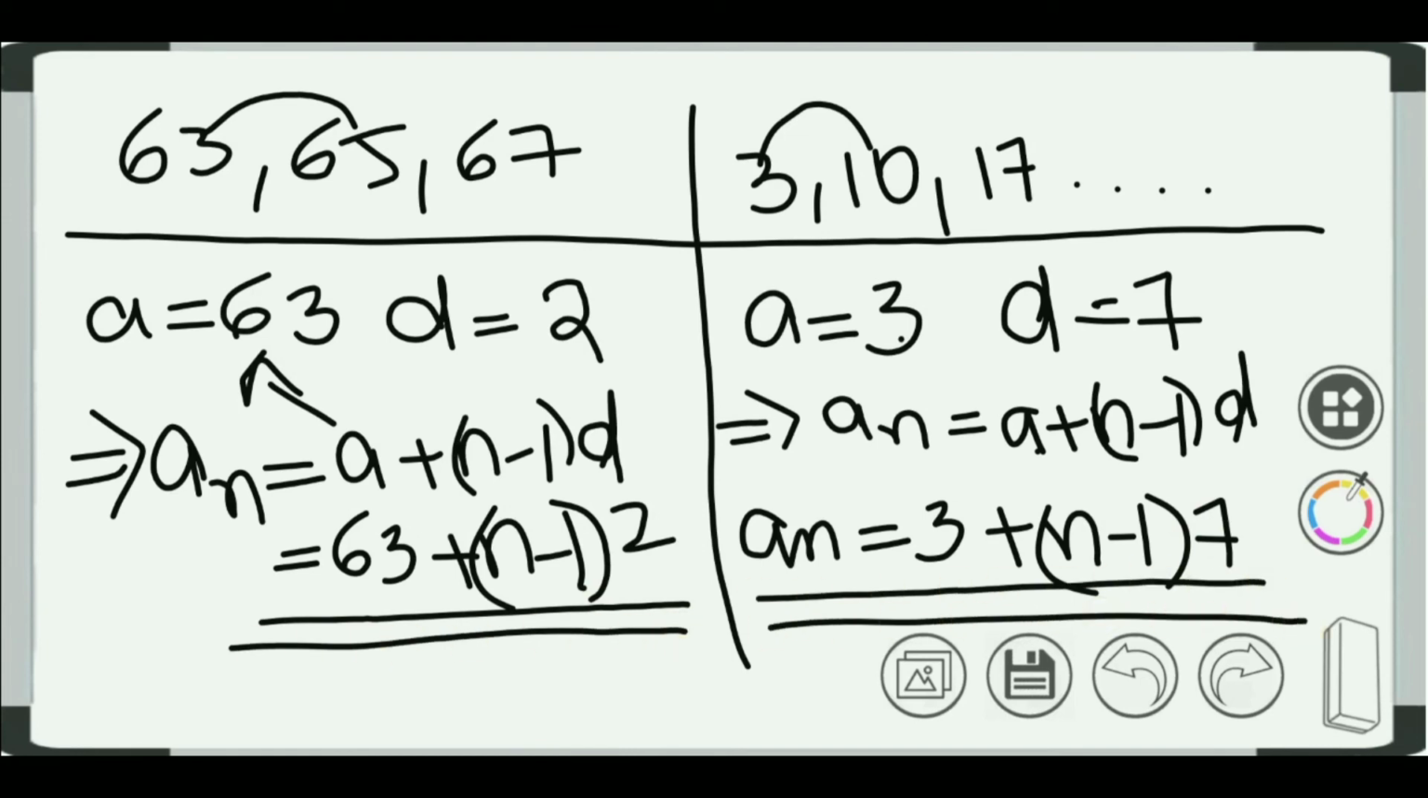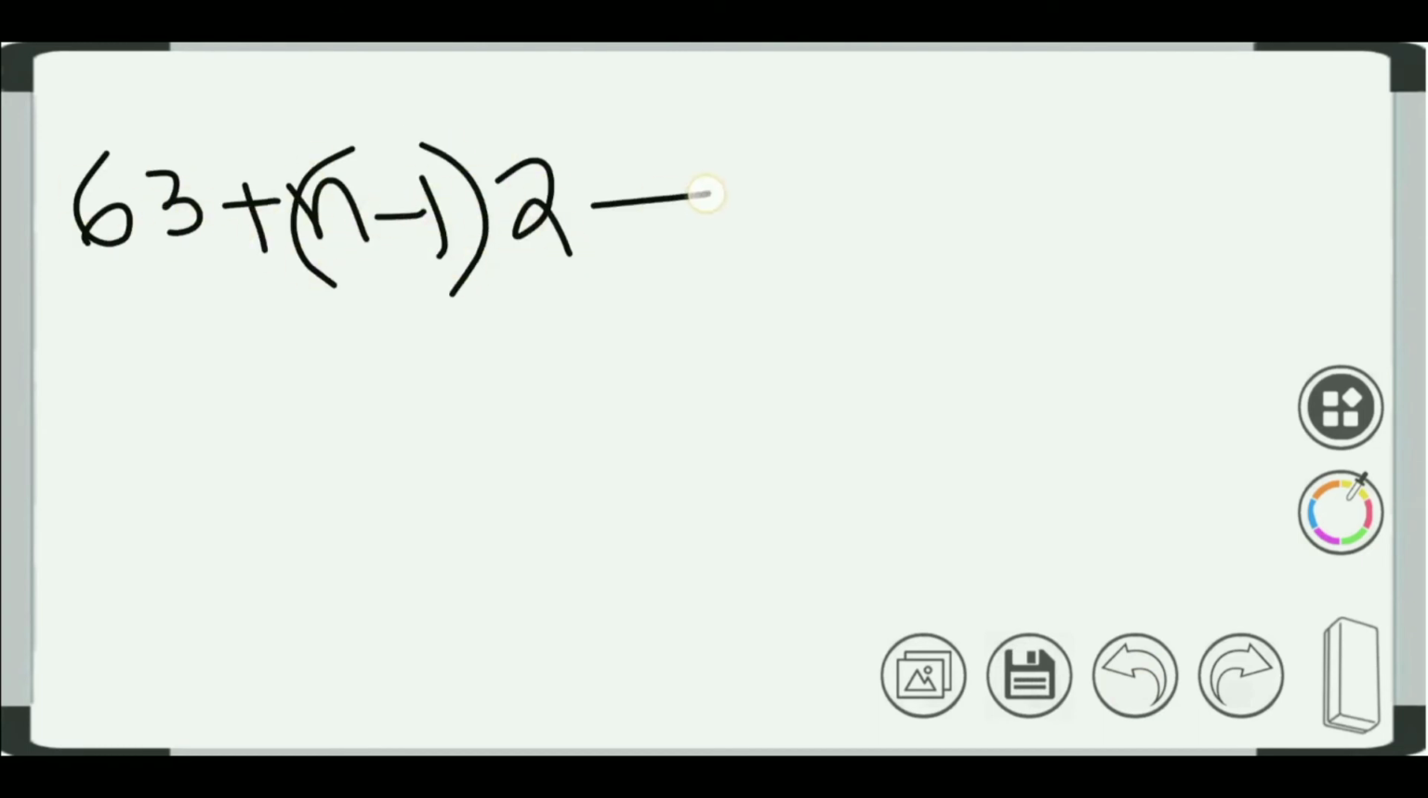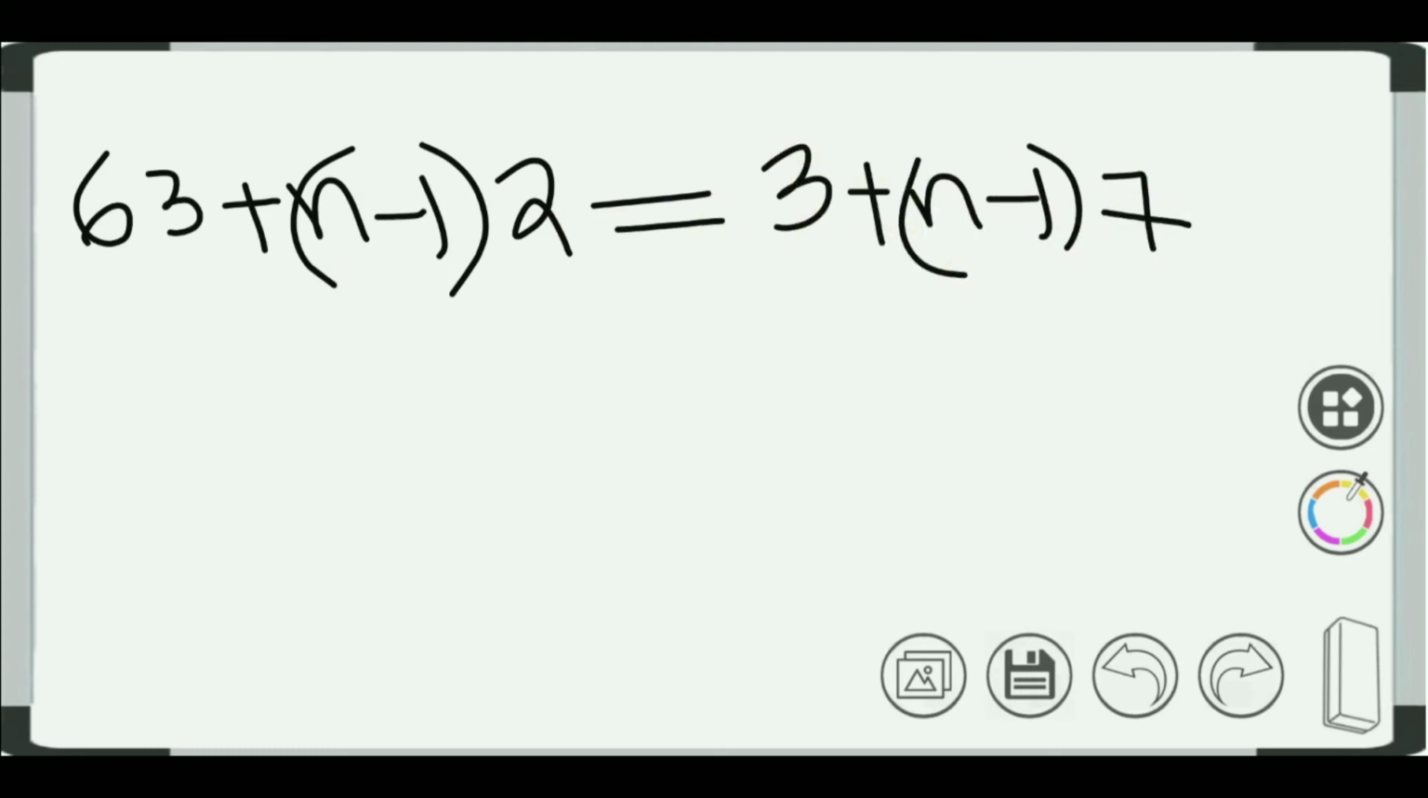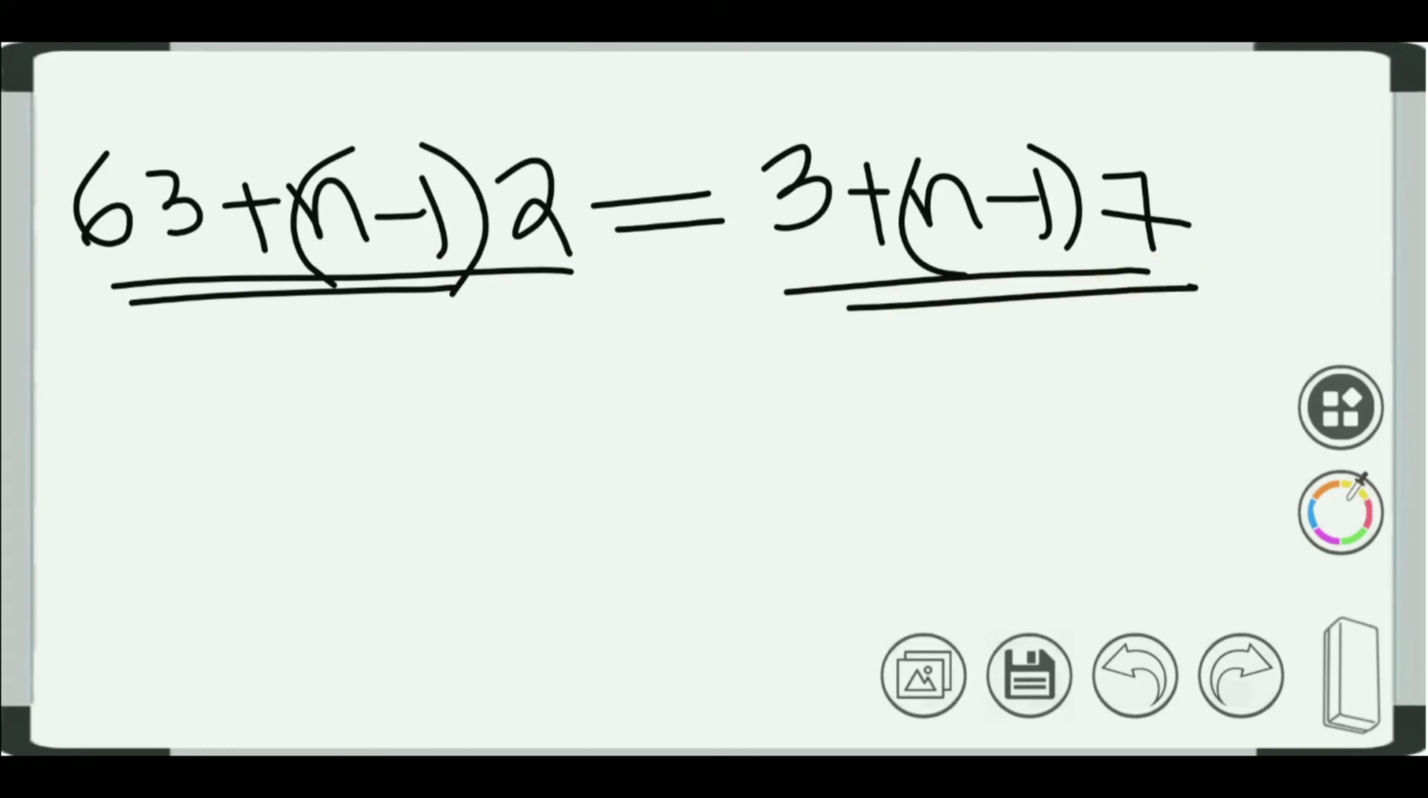Now what have they told? They have told the nth terms of both the APs are equal. So you can equate both nth terms. What was a in the first AP? 63 plus n minus 1 into 2 equal to 3 plus n minus 1 into 7, because they have told nth terms are equal.